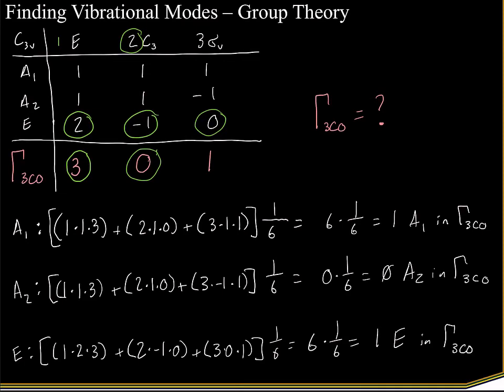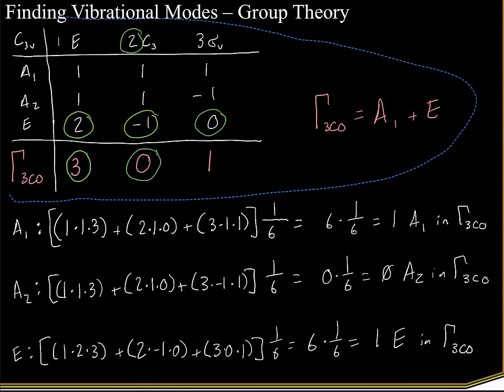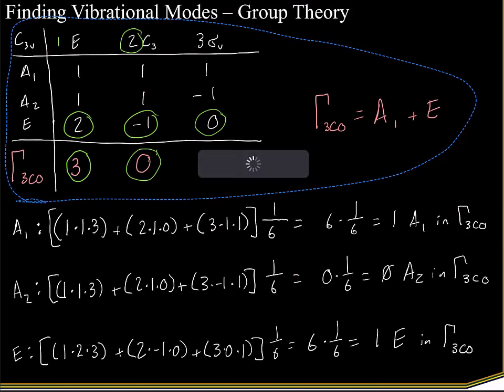So now we can go up and we can fill in this question mark that we have. What is this reducible representation contain? So it is equal to A1 and E. So we now have two irreducible representations that are contained within our reducible representation. So what do we do with this? This is still all this group theory business that we're digging into. But how do I interpret this result? What do I do with this now that I have it?